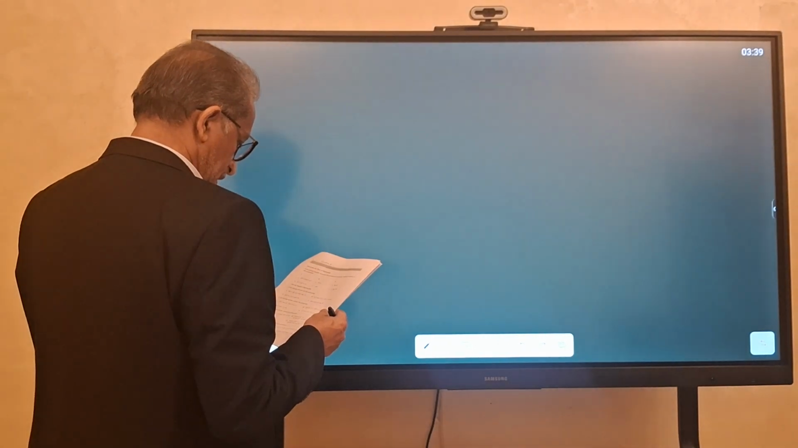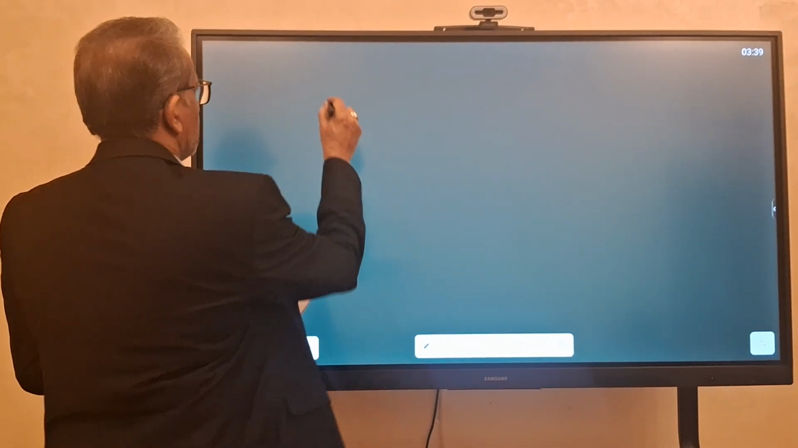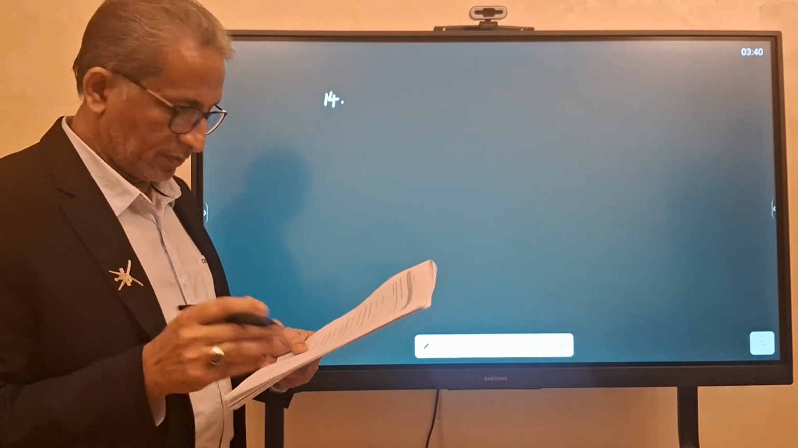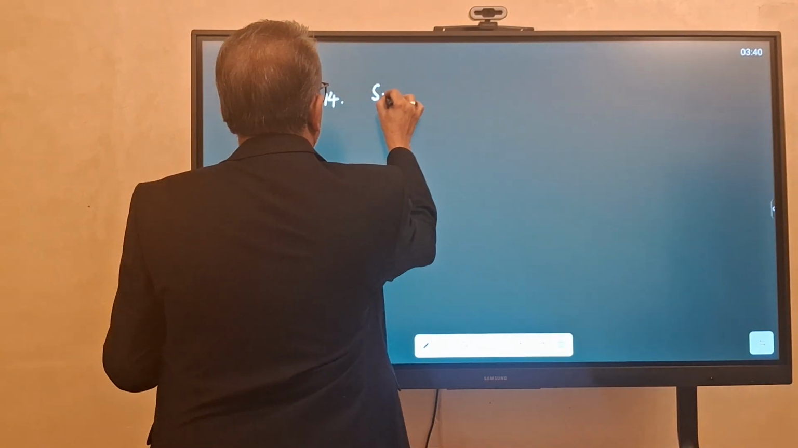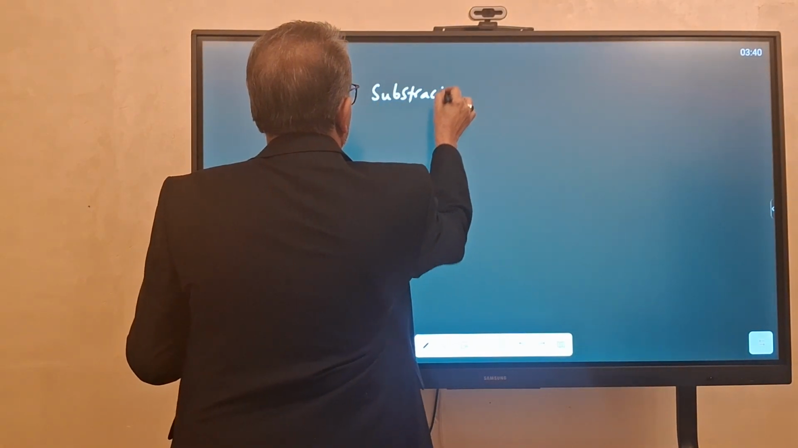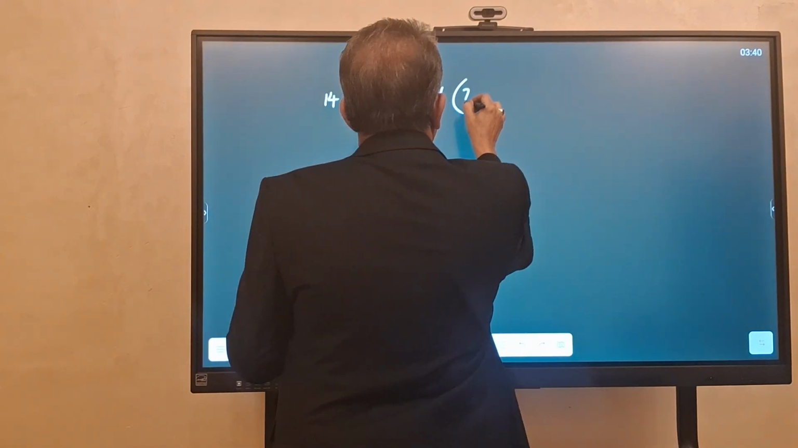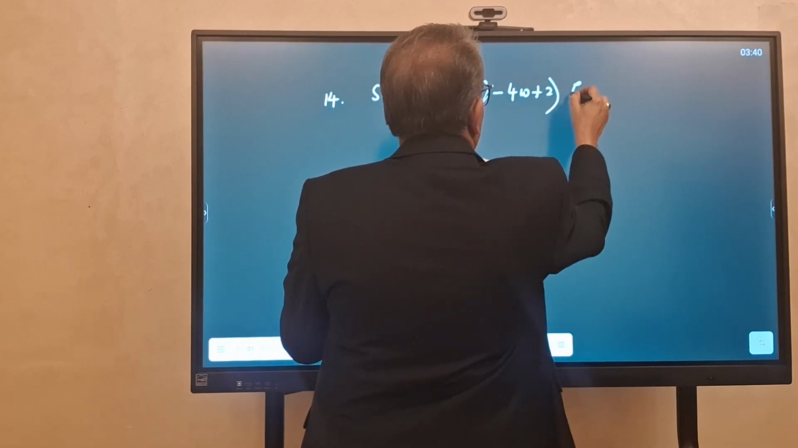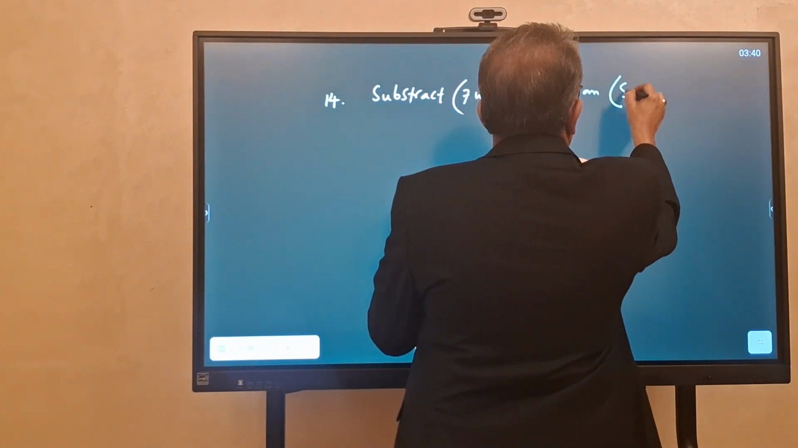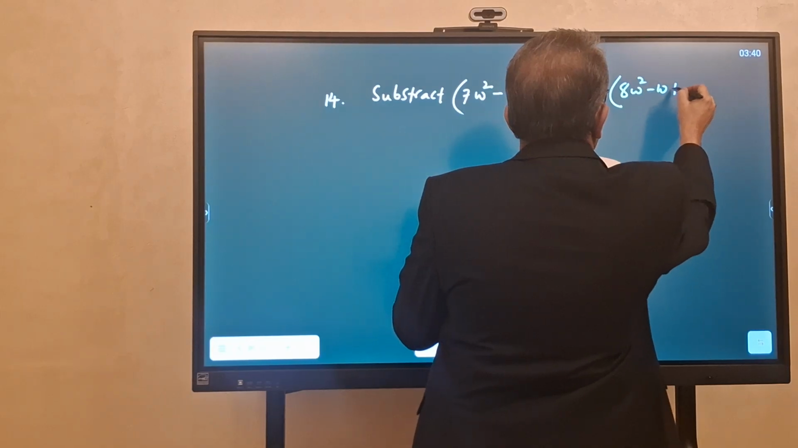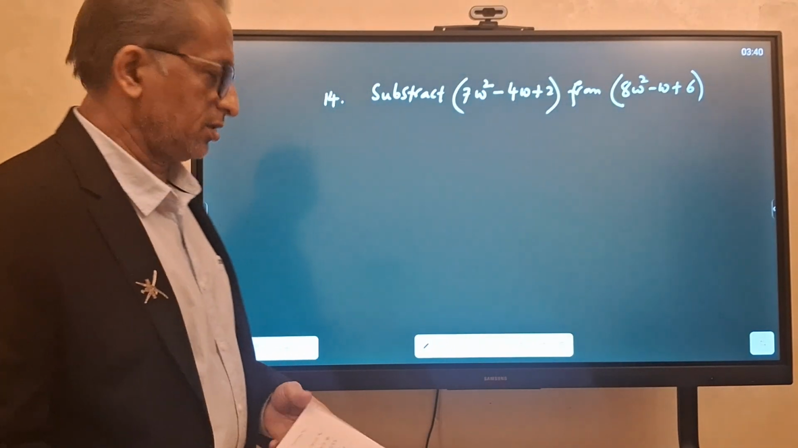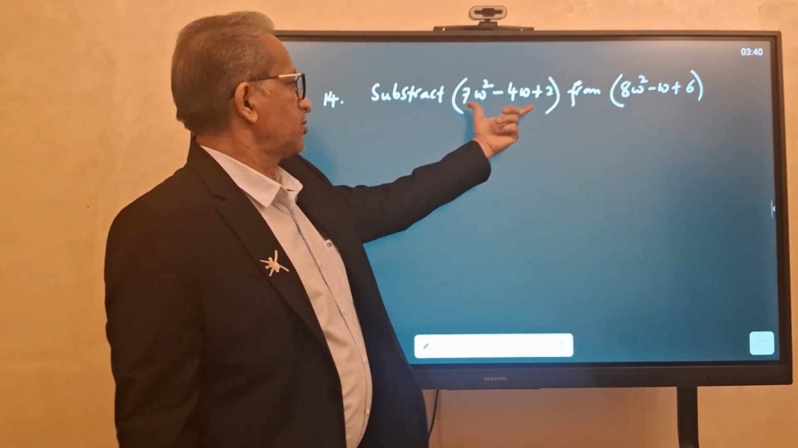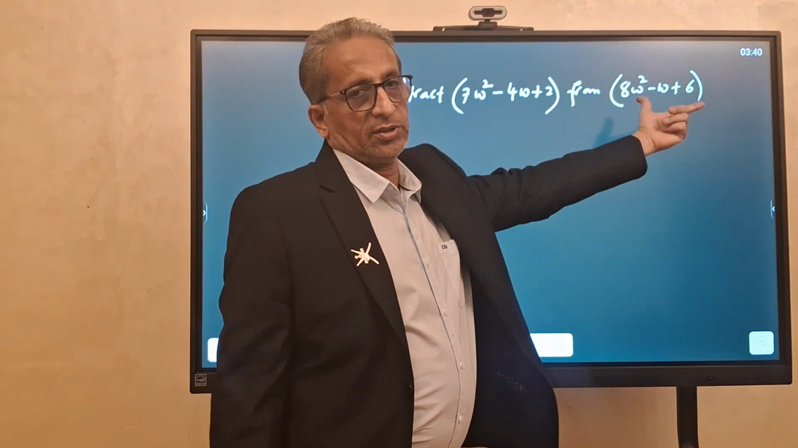Coming to the next question, that is number 14. So 12, 13, 14, 15 are same. I will do 14. Subtract 7w square minus 4w plus 2 from 8w square minus w plus 6. I have to subtract. The question is given in words. You have to subtract this polynomial from this polynomial.